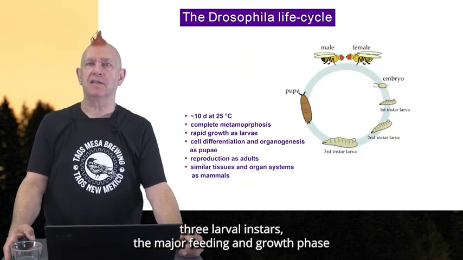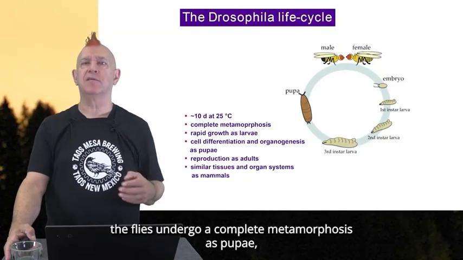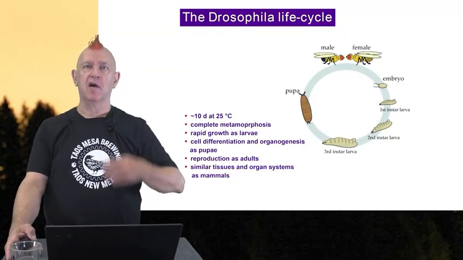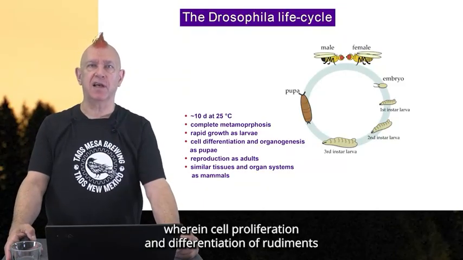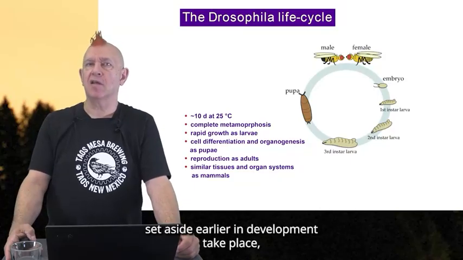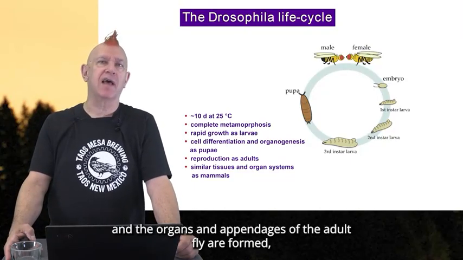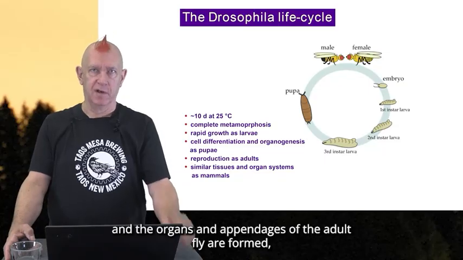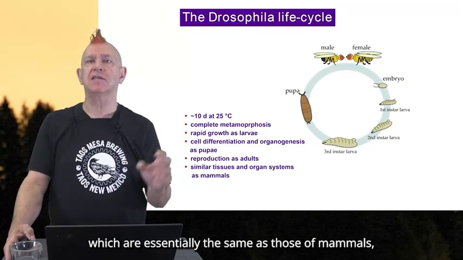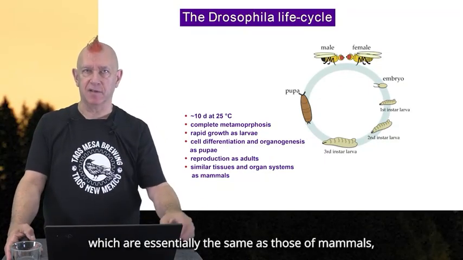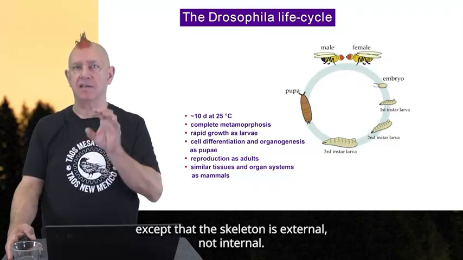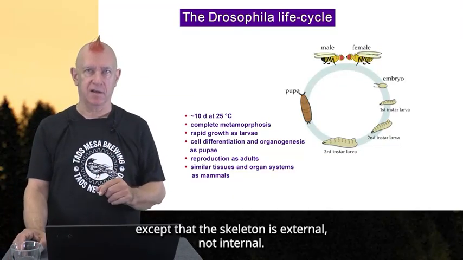After the 3 larval instars, the major feeding and growth phase, the flies undergo a complete metamorphosis as pupae, wherein cell proliferation and differentiation of rudiments set aside earlier in development take place. And the organs and appendages of the adult fly are formed, which are essentially the same as those of mammals, except that the skeleton is external, not internal.